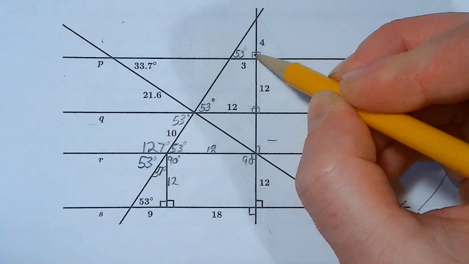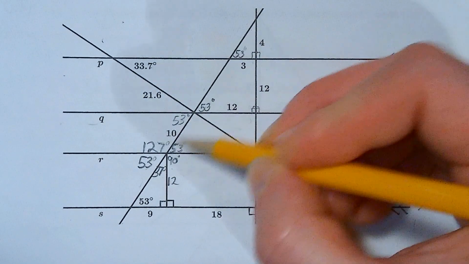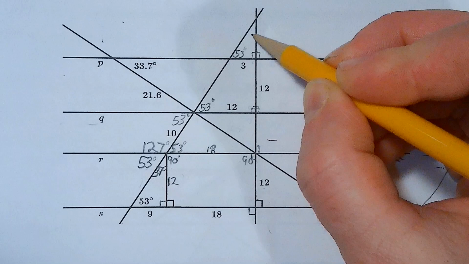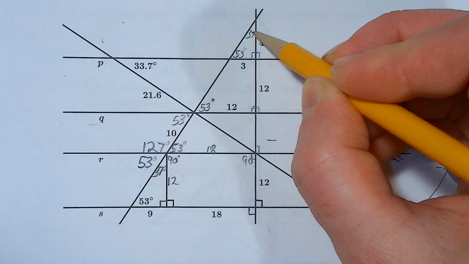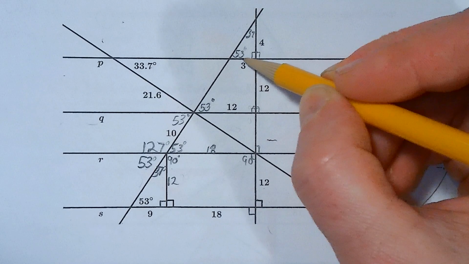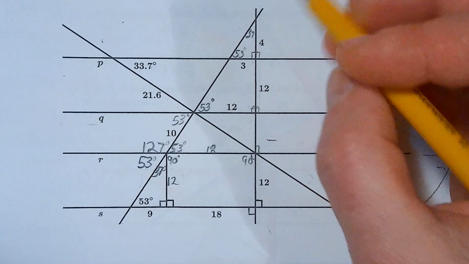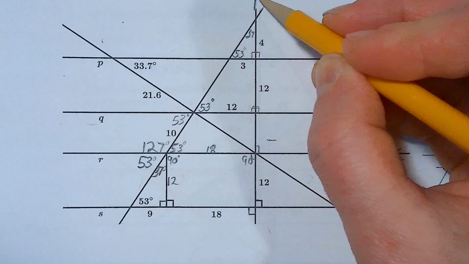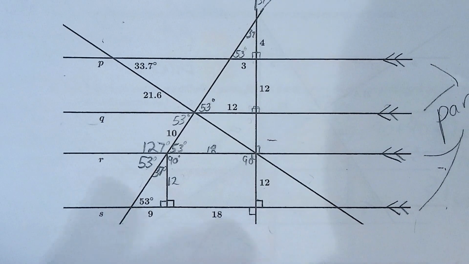Okay, this is interesting. We know this little angle here is also 37. It's just like this one. We could refigure it out with arithmetic. 90 plus 53, 180 minus all that, 37 degrees. Which means this little angle up here is also 37 degrees.